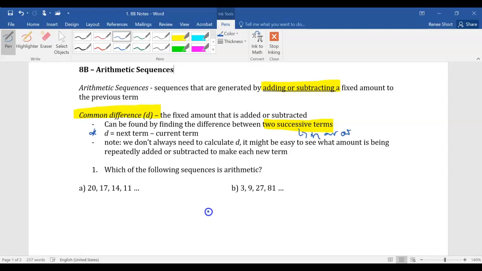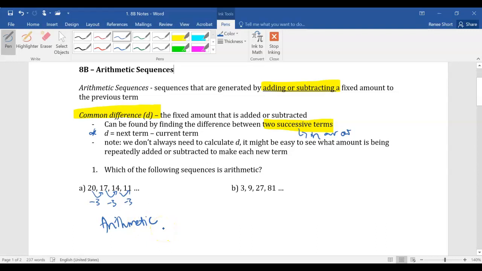If we look at A, 20, 17, 14, 11, hopefully you can see to get from each term to the next, we've subtracted 3, subtracted 3, subtracted 3. So since the same amount is being consistently added or subtracted, we can say that this is an arithmetic sequence.